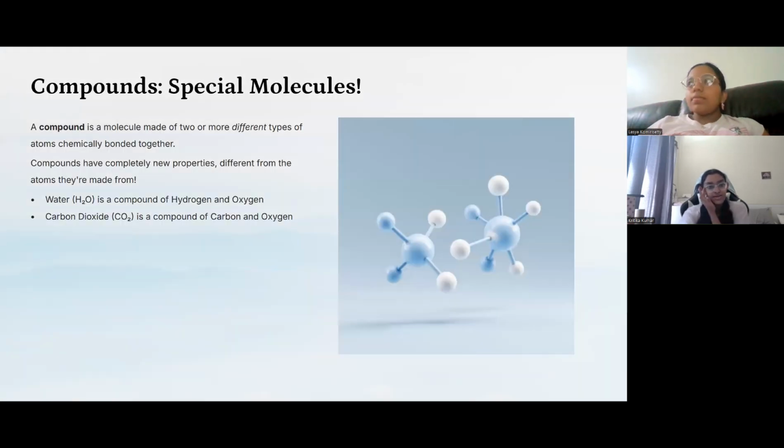Now let's talk about compounds, which are special molecules. A compound is a molecule made of two or more different types of atoms chemically bonded together. Compounds have completely new properties, different from the atoms they're made from. For example, water or H2O is a compound of hydrogen and oxygen, and carbon dioxide, CO2, is a compound of carbon and oxygen.